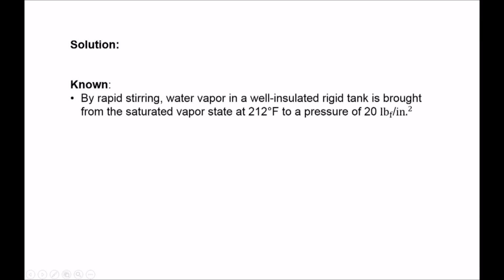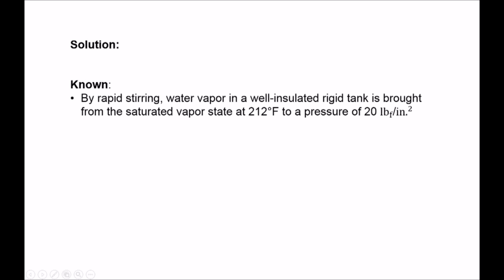Let's start to develop the solution. The first thing to do in any problem solution is to summarize what is known. This is essentially the same information we highlighted in red in our critical read of the problem statement, presented here in a bulleted list format. By rapid stirring, water vapor in a well-insulated rigid tank is brought from the saturated vapor state at 212 degrees Fahrenheit to a pressure of 20 pounds force per square inch.